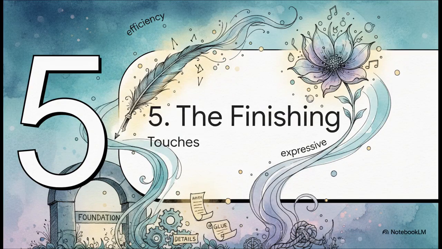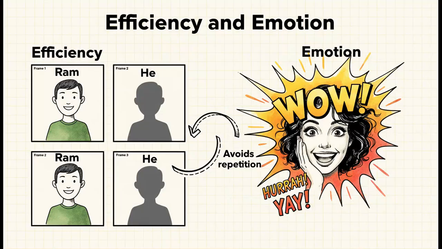We are so close. We've got the foundation, the action, the details, and the glue. All that's left are two final tools that just make our language a little more efficient and a lot more expressive. First, let's talk efficiency. Instead of saying Ram over and over again, we use a pronoun like he. It just makes things flow so much better. And second, emotion. That's the interjection. A word like hurrah or oh isn't really connected to the grammar, it's just a pure burst of feeling.